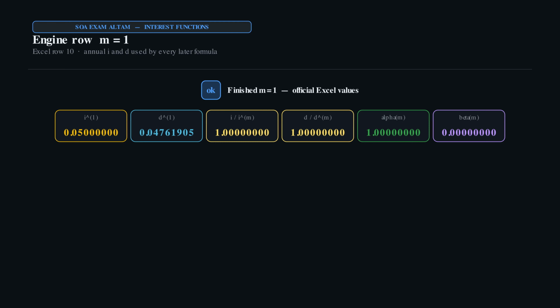Hold the finished M equals 1 row. I upper 1 is 0.0500000000. D upper 1 is 0.04761905. Both ratios are 1. Alpha is 1. Beta is 0. Remember this row. Every later alpha and beta formula reads these two annual rates.